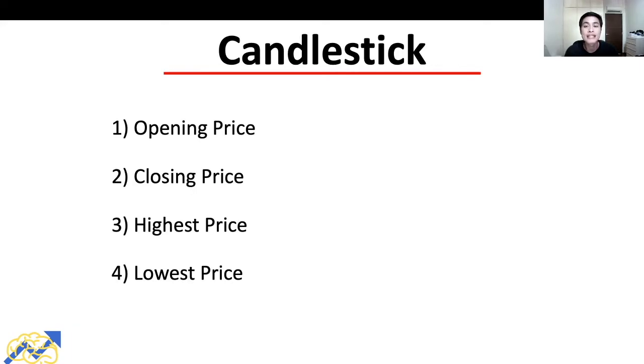There are 4 elements that make up a Japanese candlestick. The first is the opening price, the second is the closing price, the third is the highest price, and the fourth is the lowest price. With these 4 pieces of information, we are able to plot our candlestick, and vice versa. If we only have our candlestick, we are able to reverse engineer and find out these 4 pieces of information. Let's take a look at how these 4 elements go into a candlestick.